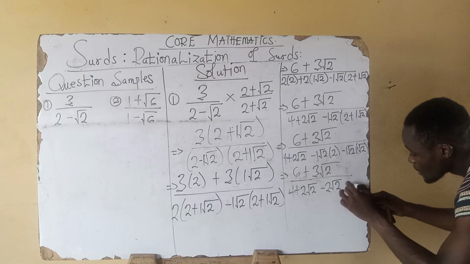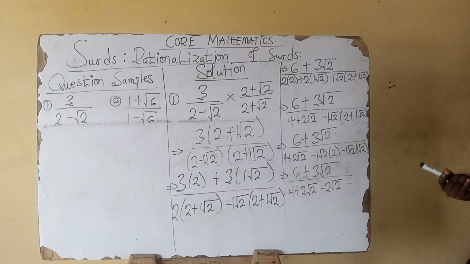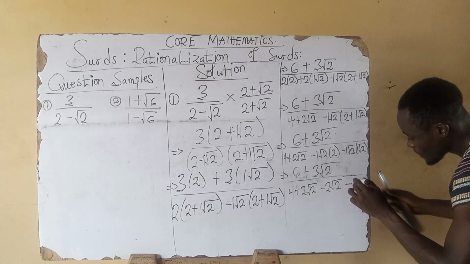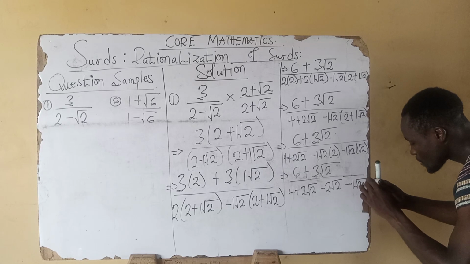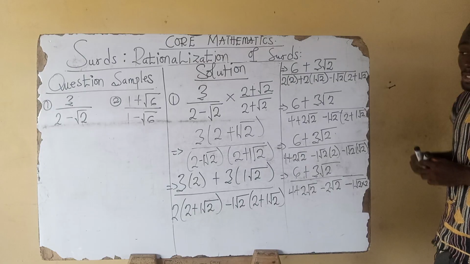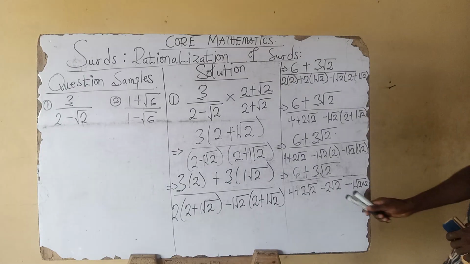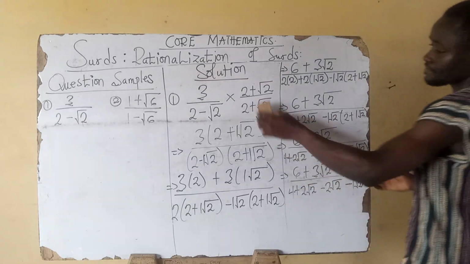I'm going to get what? Negative, I'm going to get what? Negative 1 root of 2 times 2. Okay, are you following? I believe you are following. Very good. So here, let me clean over here and I'll continue from there.